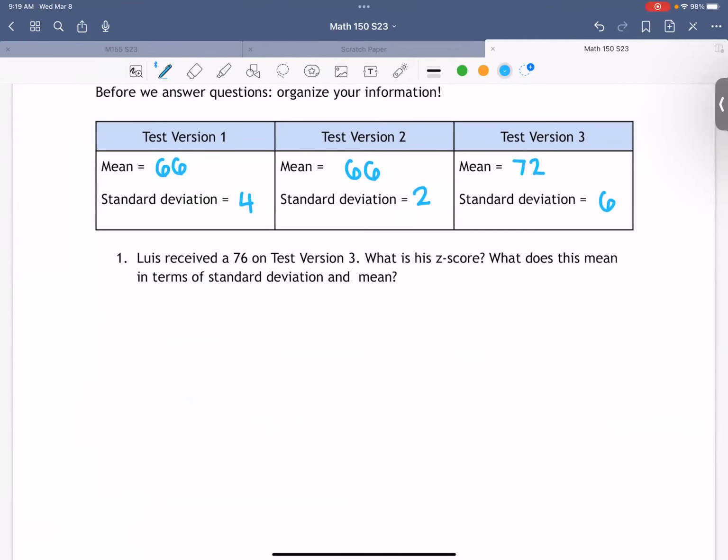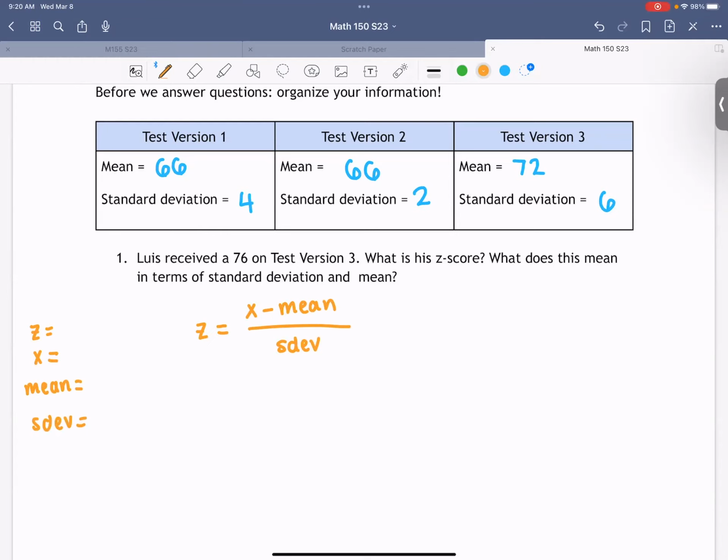Okay, we have Lewis. He received a 76 on test version 3. I want to know what his z-score is, and I want to know what that actually means. Okay, now if you remember, our z-score formula is z equals x minus mean over standard deviation. Okay, and I don't know if this is overkill, but whenever I see a formula, I just like to tabulate all the important information so I'm not ever plugging something in the wrong spot. You don't have to do this, but for some reason I have to do it.